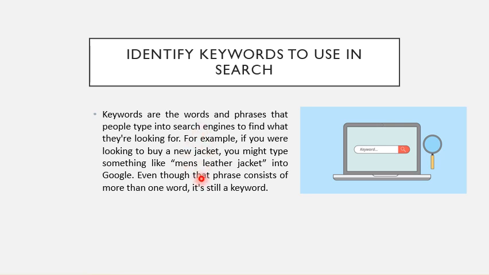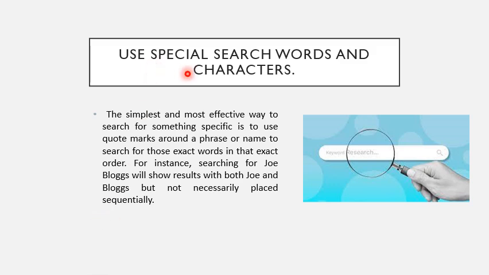So this is the importance of a keyword. Whatever you want to search, write it accurately. So the Google search bar or the search engine optimization will work more accurately and boost up your search results and give you the accurate result as per your requirement. Okay. Now, next, use special search words and characters.